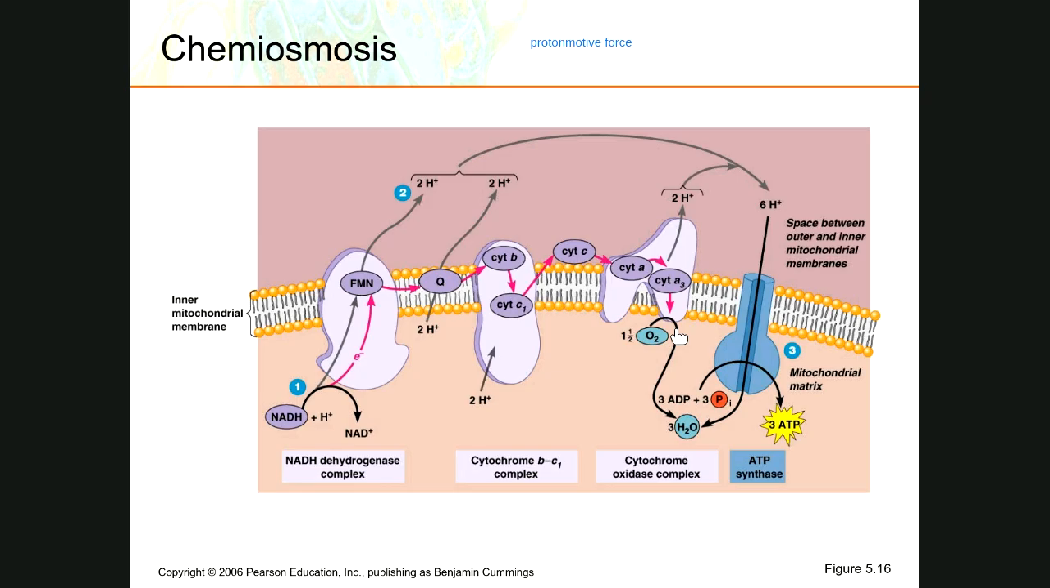If there's no oxygen, then all the complexes get full of electrons and everything stops. No more hydrogens get pumped. No more ATP gets made here. If you're a single cell microorganism, that's okay. You can live off of glycolysis alone, but humans and other complex multicellular animals cannot. We need to make a lot of ATP.